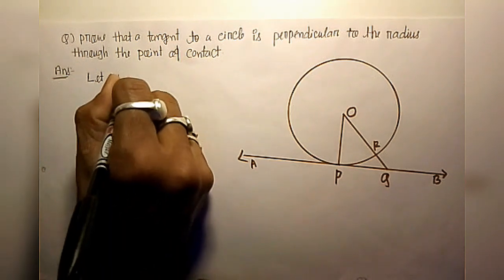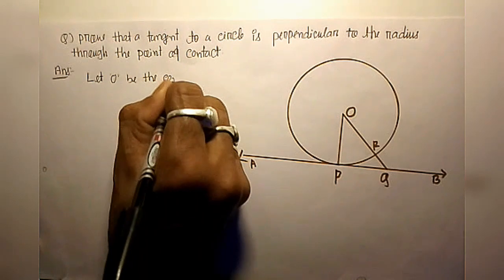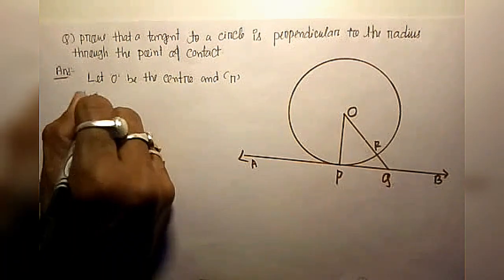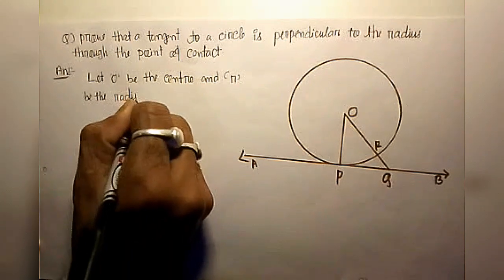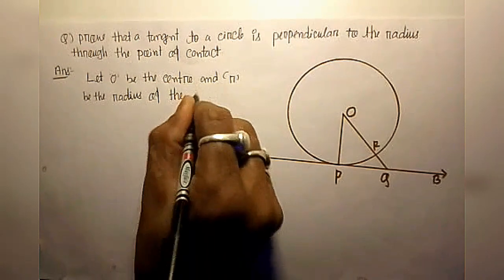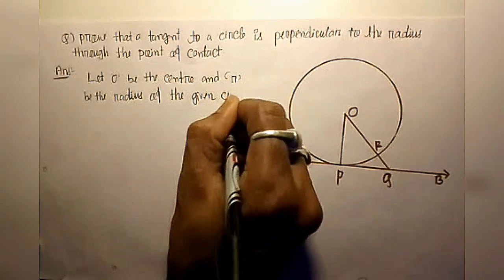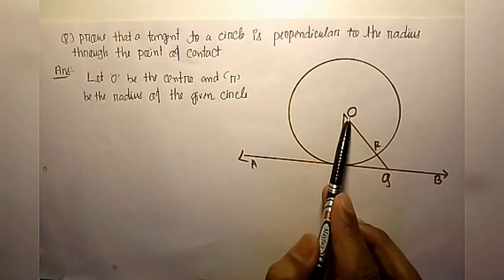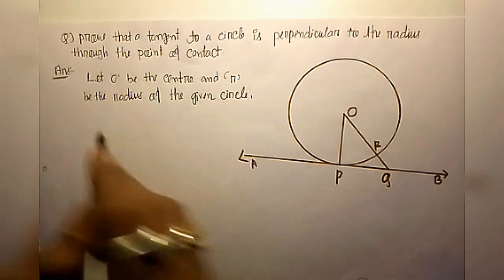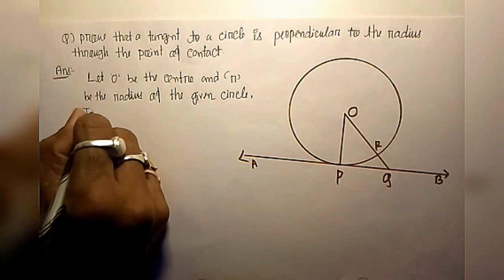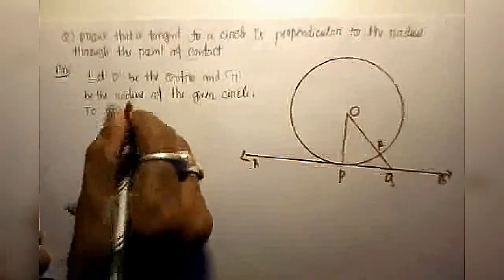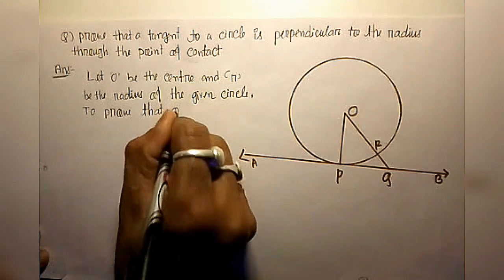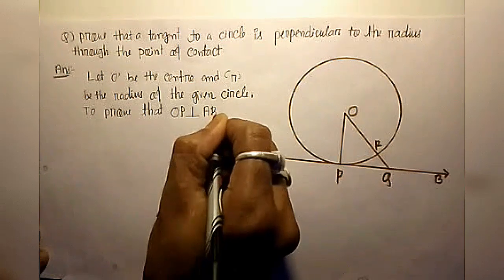Let O be the center and R be the radius of the given circle. To prove: OP is perpendicular to AB.